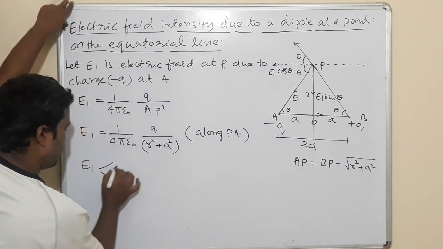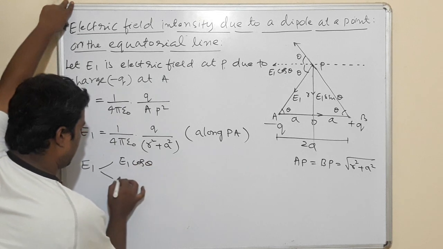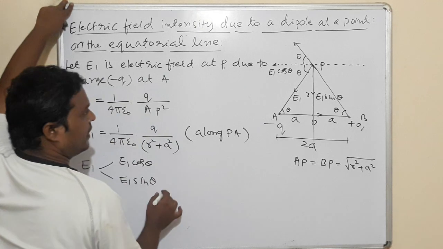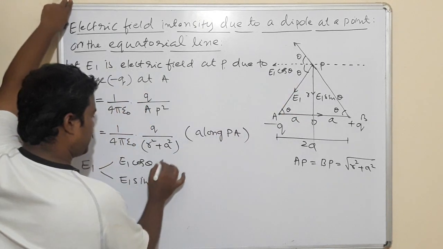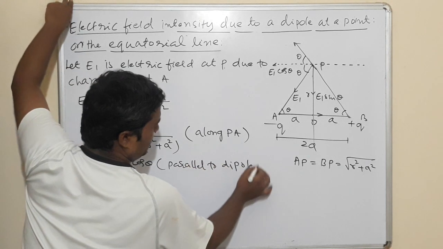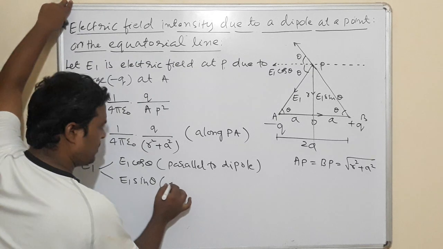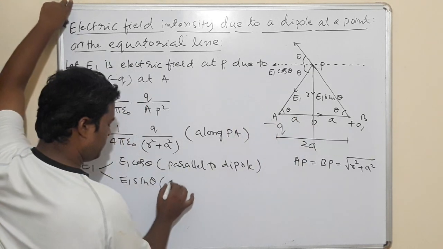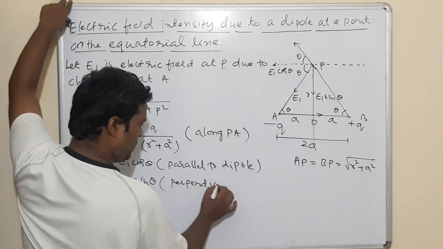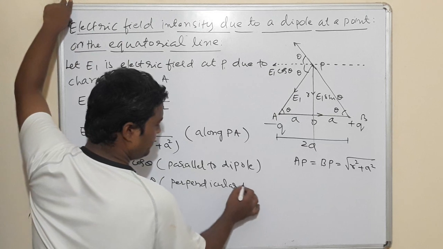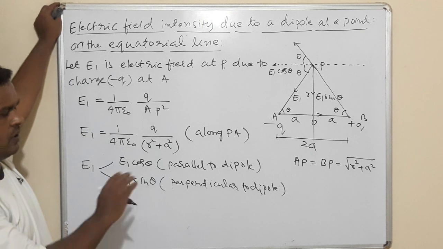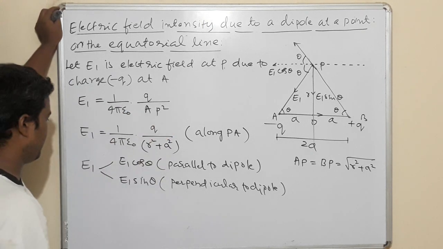E1 can be resolved into two components. This is E1 cos theta and this is E1 sin theta. E1 cos theta is parallel to the dipole axis, parallel to dipole. Of course, it is opposite to the dipole moment. Another will be E1 sin theta. This is perpendicular to dipole. Why we resolve these into two components, we'll understand now.